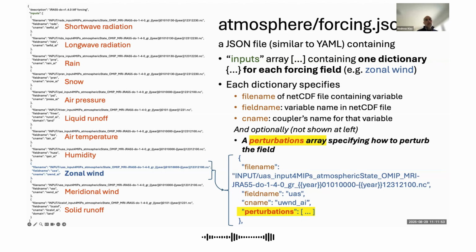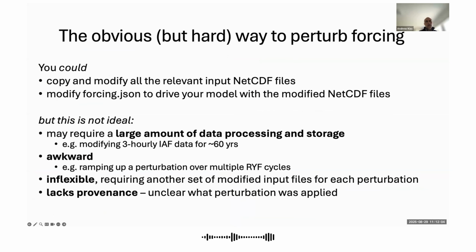But there's another name you need there. The thing I'm going to talk about today is this optional array that you can add called perturbations. If you wanted to modify the forcing, there's an obvious way to do it, but it's also a hard way: make a copy of all of the relevant netcdf files that you want to change, then modify forcing.json to point to those files and run your model.